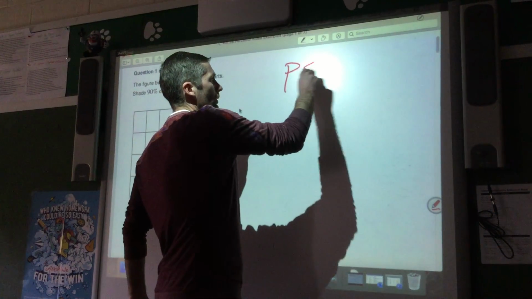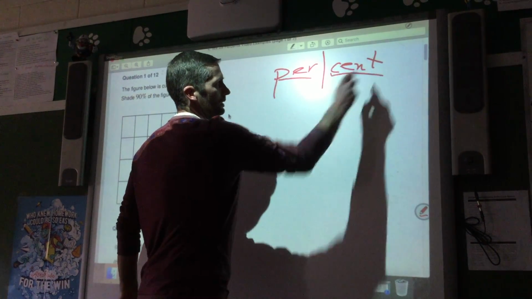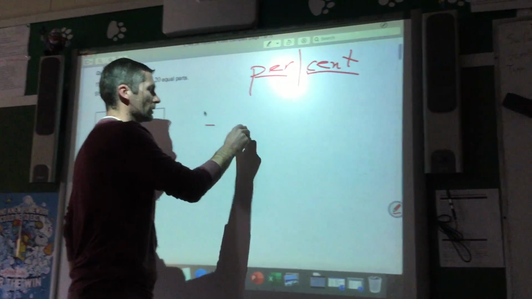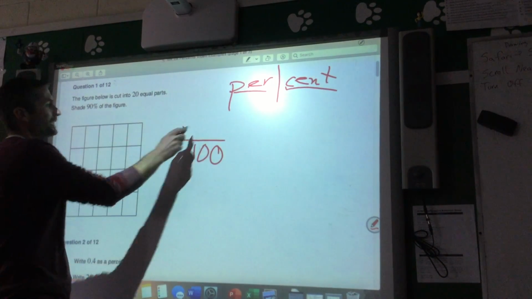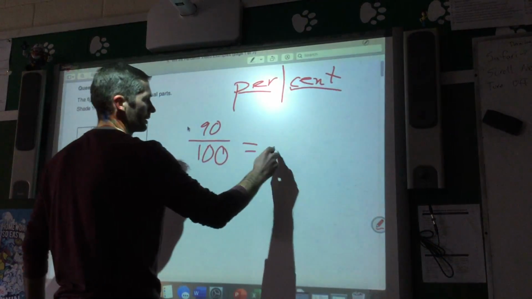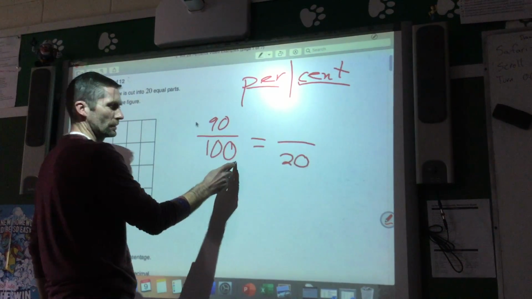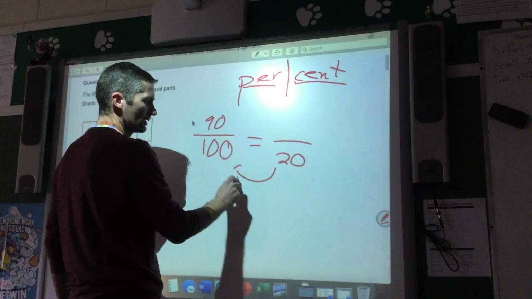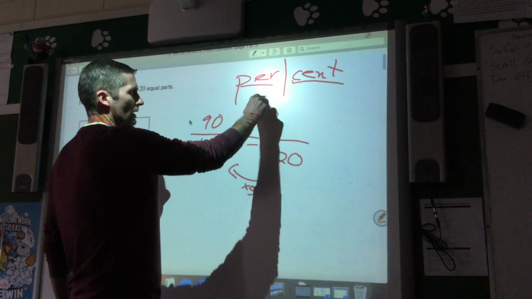We know that the word percent breaks up into two words: per hundred. So percent is per hundred. So 90% is 90 per hundred. Now this has 20 pieces. So 90% would be how many pieces? Well, 20 goes into 100 5 times. So something times 5 is 90.